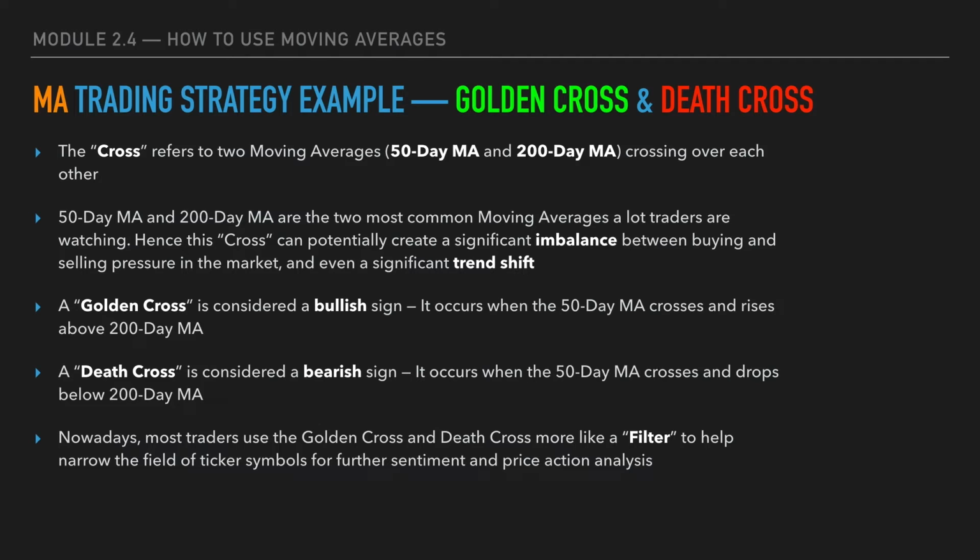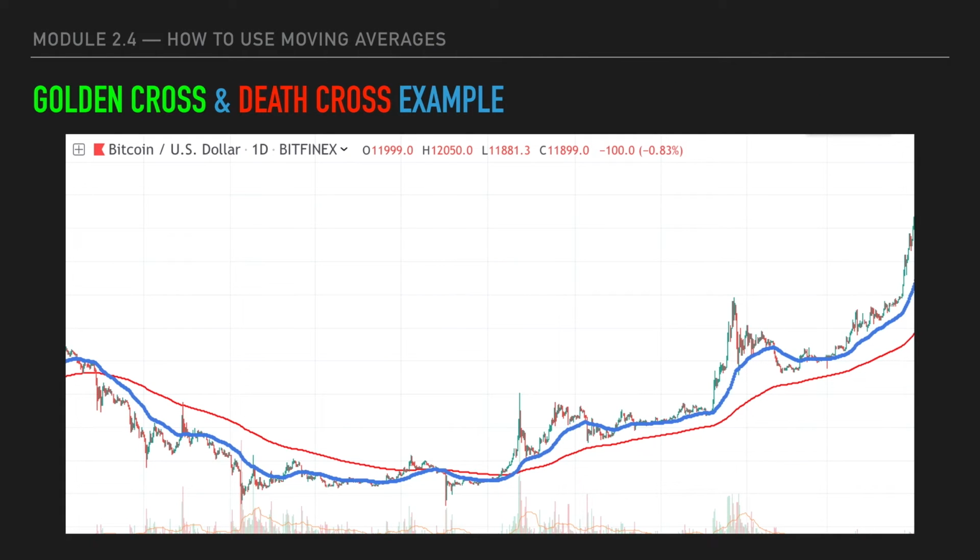Nowadays, most traders use the golden cross and the death cross more like a filter to help them narrow down the field of potential tradable markets for further price action analysis. Let's take a look at an example. So here's an example on how you can use golden cross and the death cross to trade Bitcoin. This is a daily chart of Bitcoin way back to 2014.